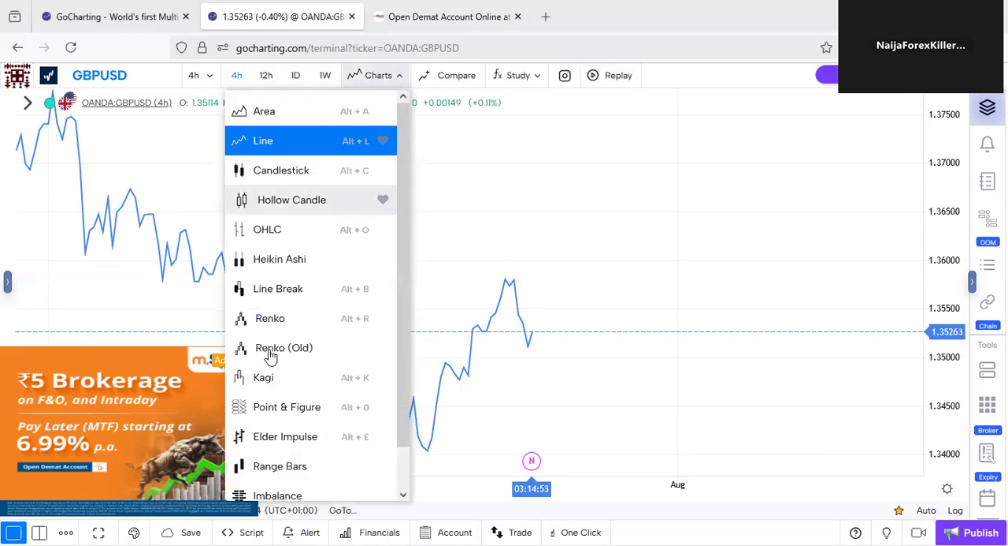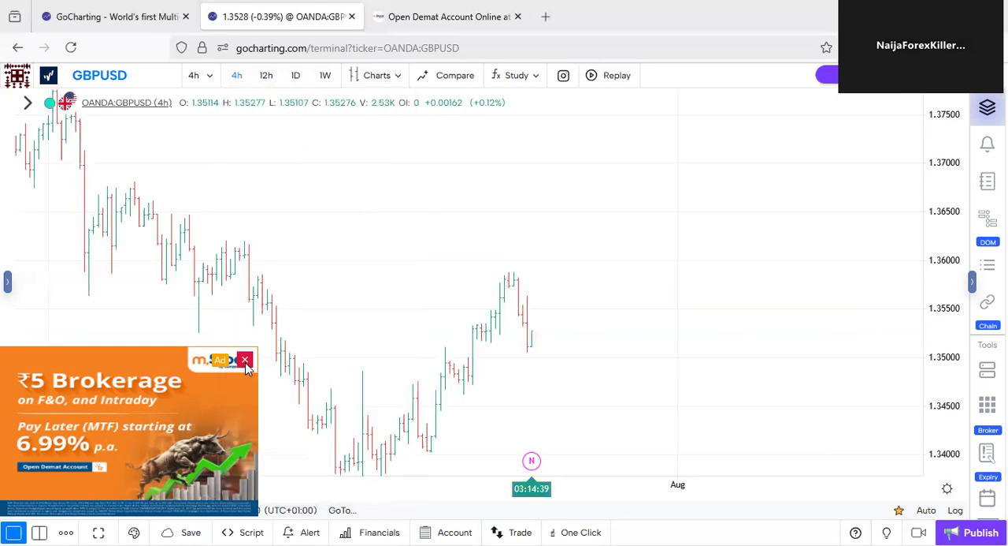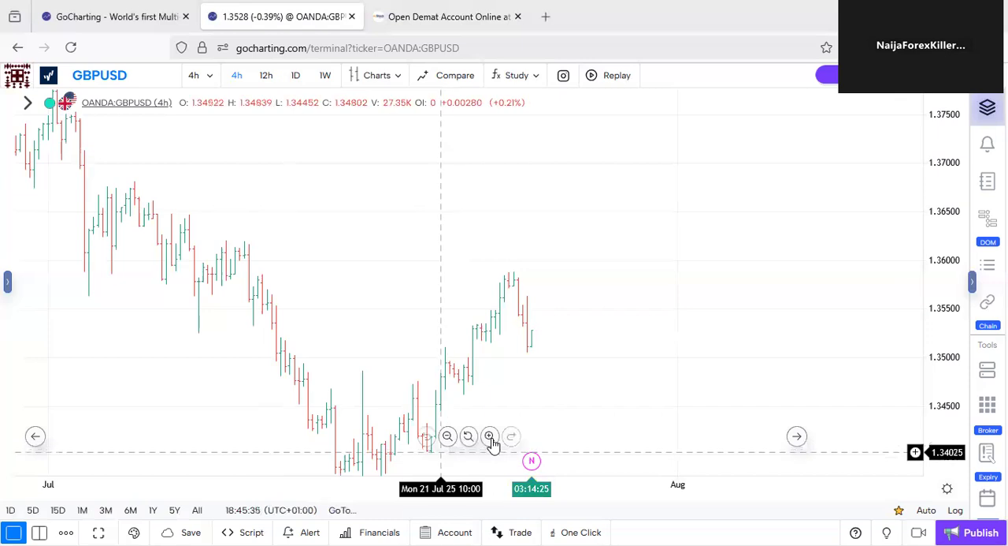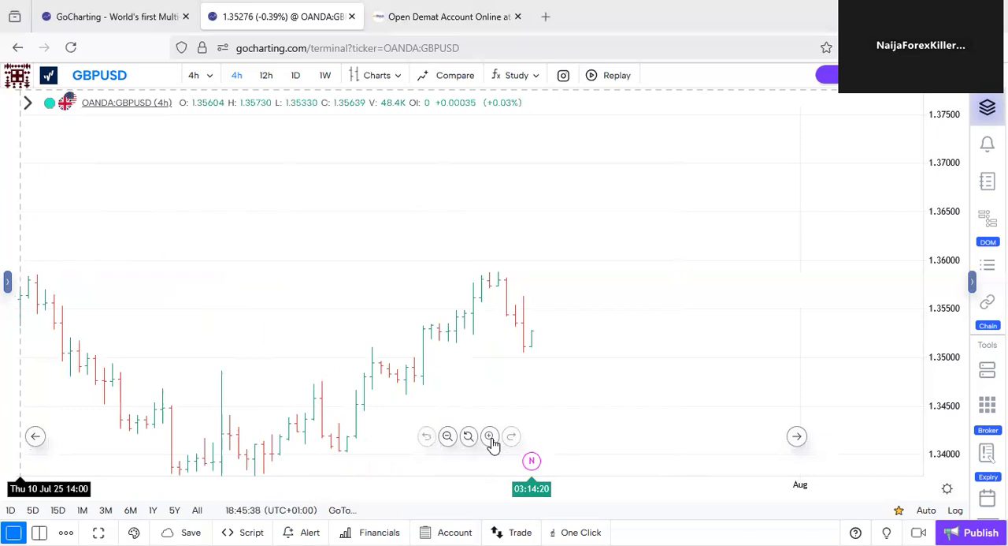And there's another one, which is bar charts. Let me check whether I see it here. Okay, see it here. Like this one. This is the bar chart. Let me zoom in a bit so you can see this bar chart.